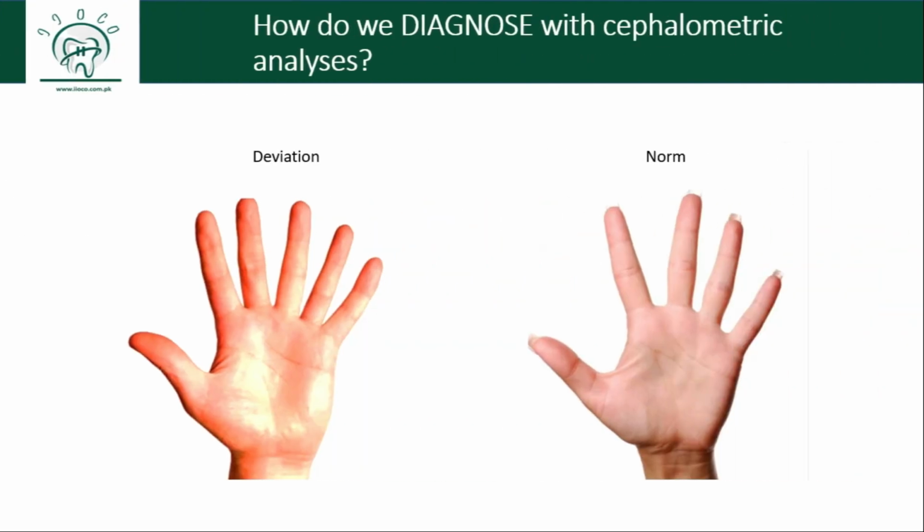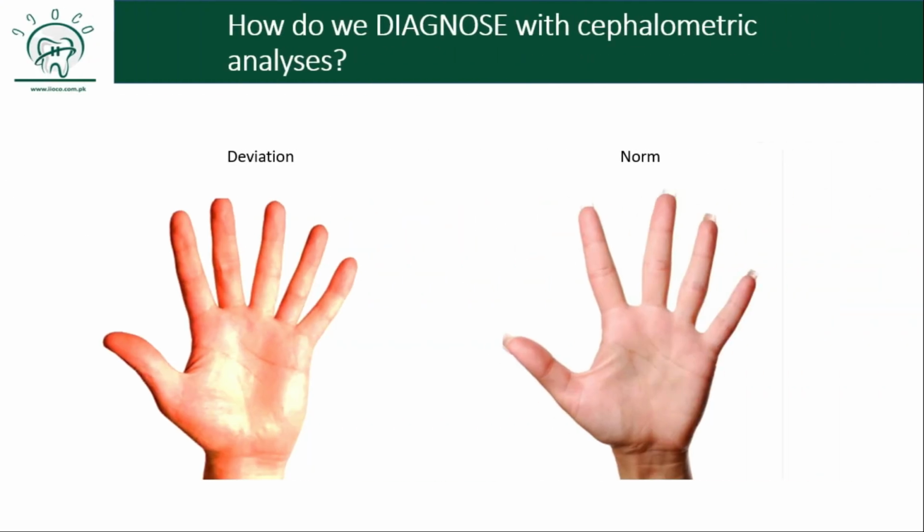But before that, you should know what is norm and what is deviation from norm. For example, having 5 fingers in your hands is a norm, but having 6 fingers is a deviation. Why am I saying that? Because most of the population have 5 fingers in their hands. What if the majority of people have 6 fingers in their hands in a population? Then having 6 fingers will be a norm, and having 5 fingers will be a deviation.